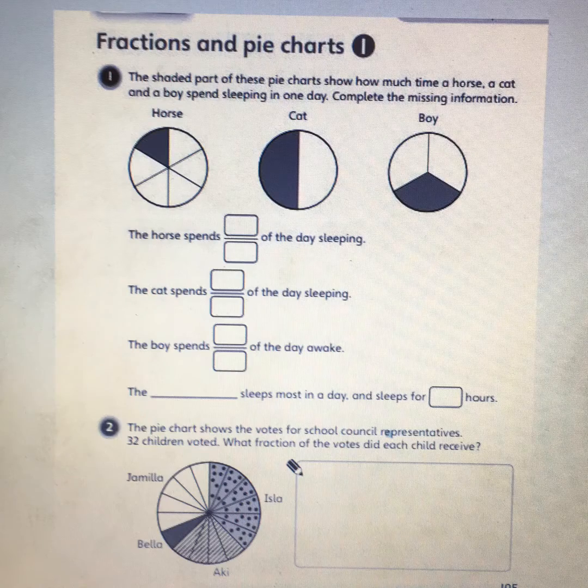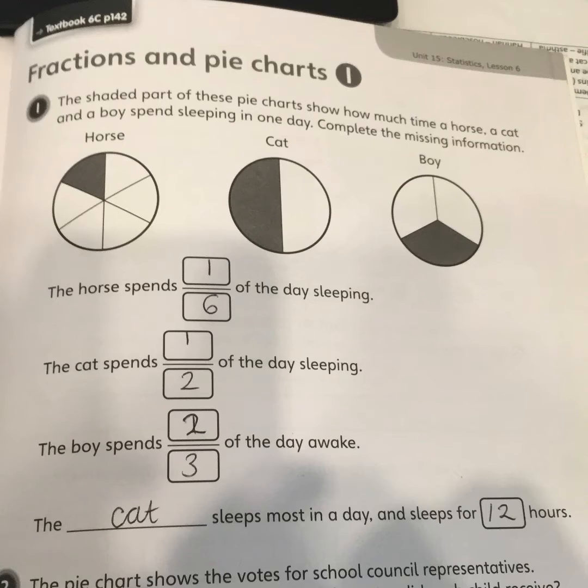Right then, into your workbook. So it should be page 105, fractions and pie charts 1. I think you'll find question 1 really, really easy. Just be careful on the third one. Make sure you read that properly. And then the second one, nice and easy again, but just make sure you count all of the segments. Pause it, and then we'll go through the answers.